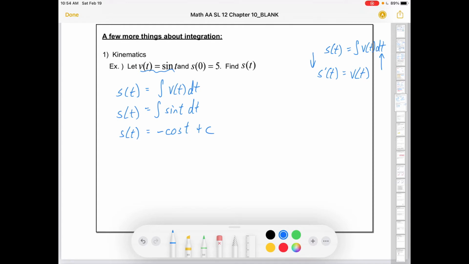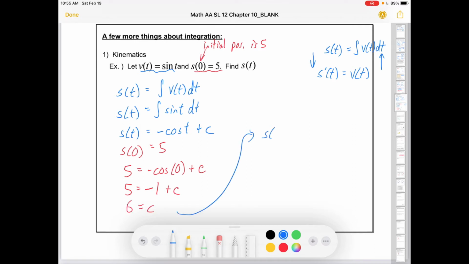Oh, but it looks like I do have some extra information. I actually do know its initial position, because that's when time is 0. The initial position is 5. I can sub that into this function. 5 is equal to the negative cosine of 0, that's my t value, plus c. Now careful here, the cosine of 0 is 1. So c is 6.